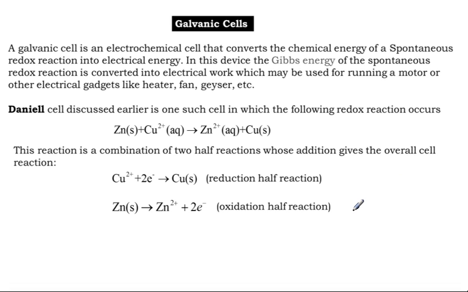Now again the detailed discussion around the galvanic cell. What is another name of galvanic cell? Voltaic cell. A galvanic cell is an electrochemical cell, that is a current producing cell by means of redox reaction. And what kind of redox reaction? Spontaneous redox reaction. A galvanic cell is an electrochemical cell that converts the chemical energy of a spontaneous redox reaction into electrical energy. This is the role of the galvanic cell.